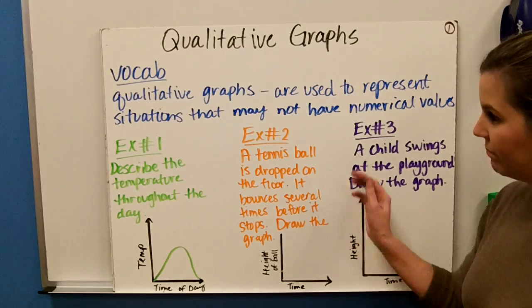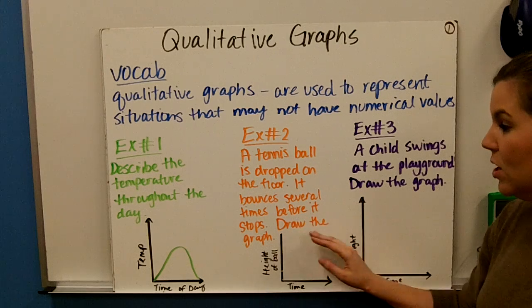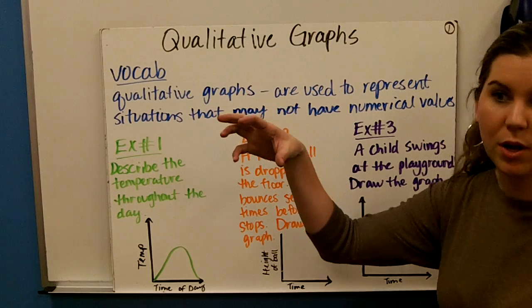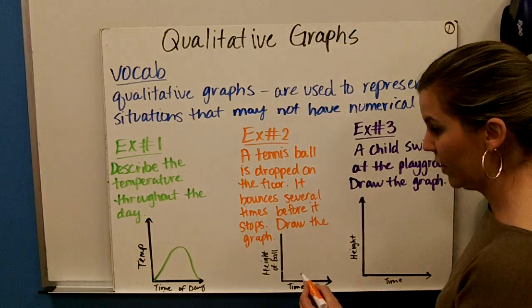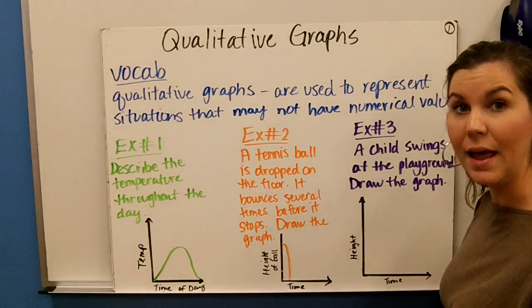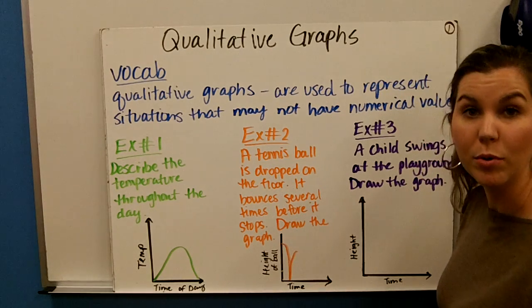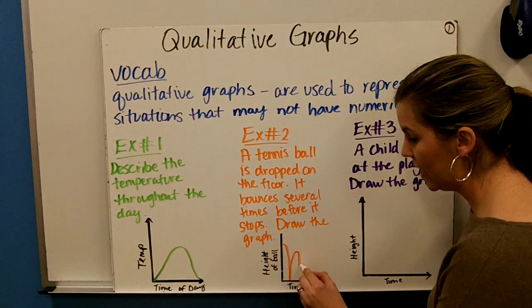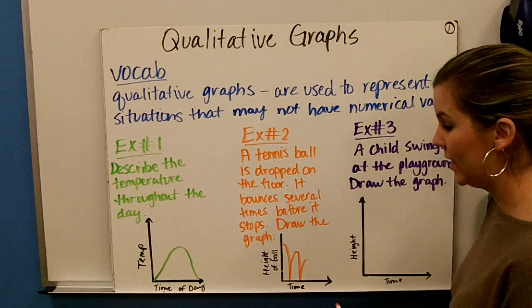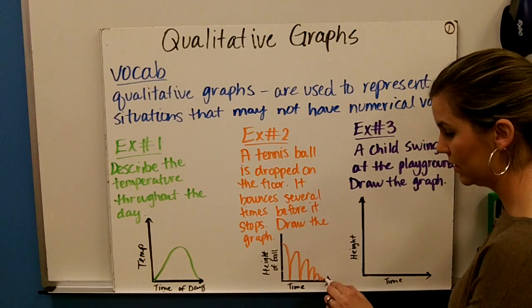started at. Example 2, a tennis ball is dropped on the floor. It bounces several times before it stops. Draw the graph. So, think about dropping a tennis ball on the floor. It's some height to begin with, and it drops, it hits the floor. And then what happens? The ball bounces back up, but it doesn't bounce up quite as high as it started with before. And each successive bounce, it hits the floor and bounces up to a height not quite as high as it was before. And this continues on until the ball stops.